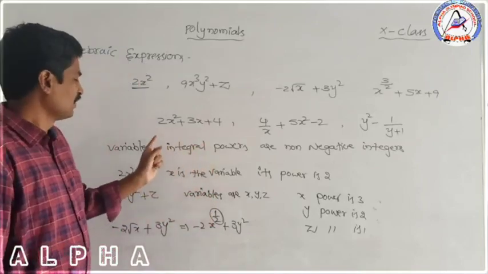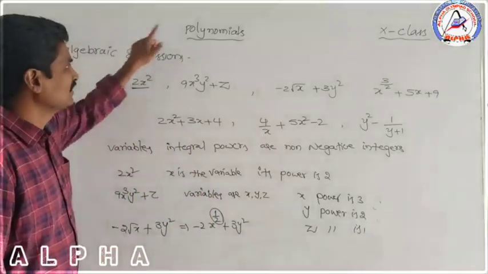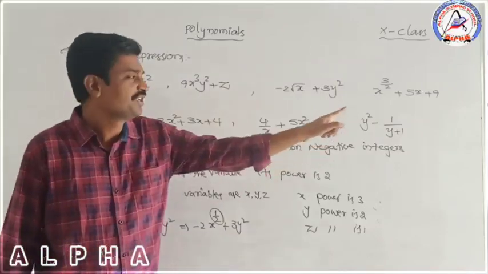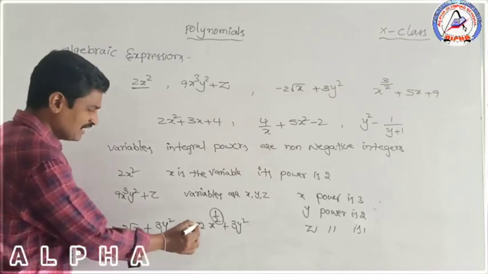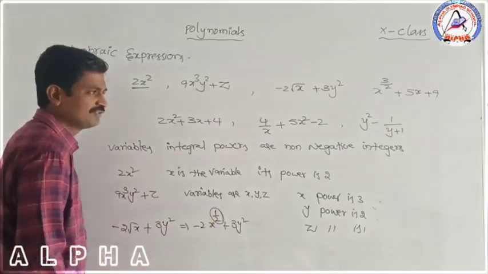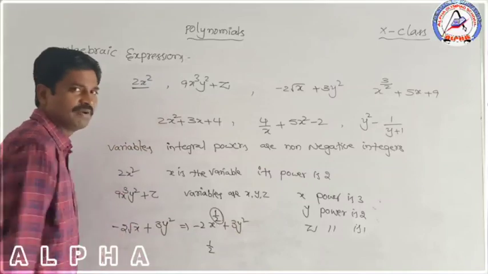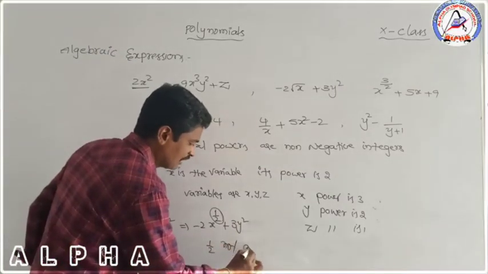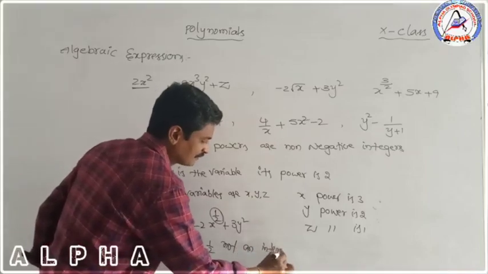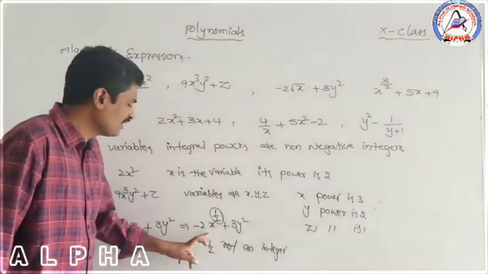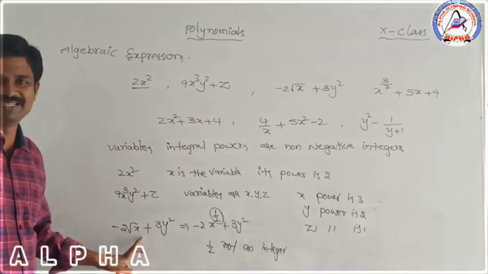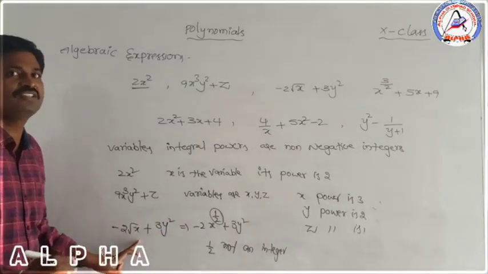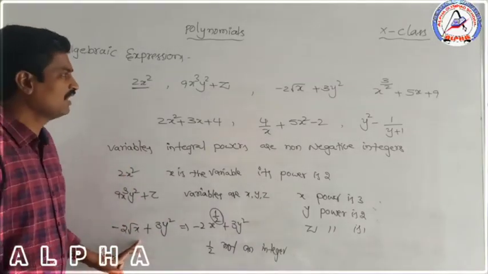Here clearly we know that if an algebraic expression is said to be a polynomial, the variable's integral powers are non-negative integers. In this expression, x's power is 1 by 2, and 1 by 2 is not an integer. That's why this expression is not a polynomial. This is only an algebraic expression.